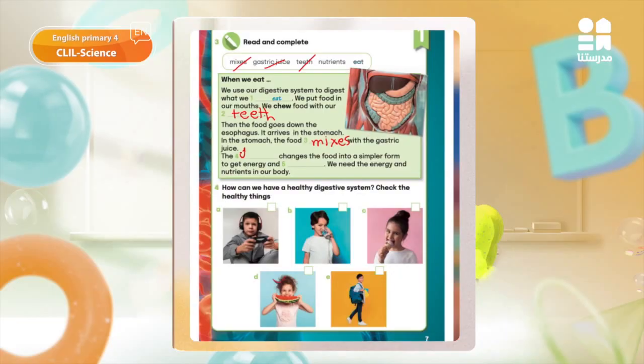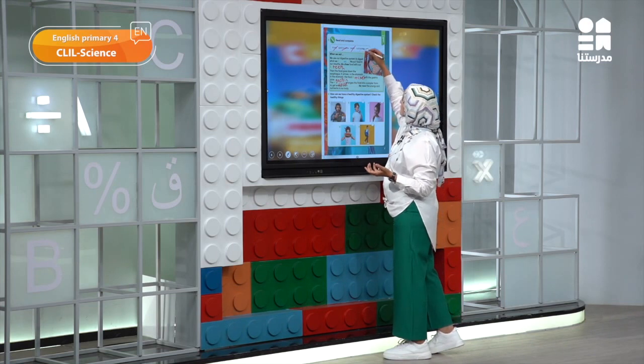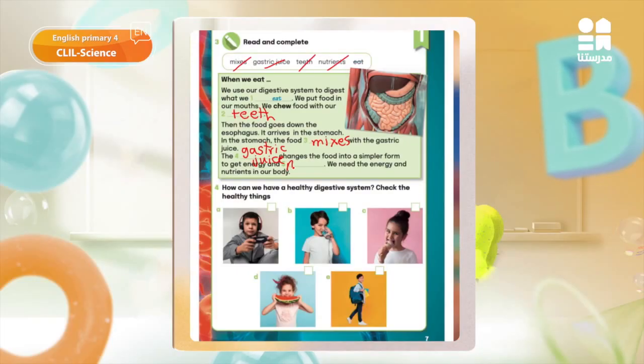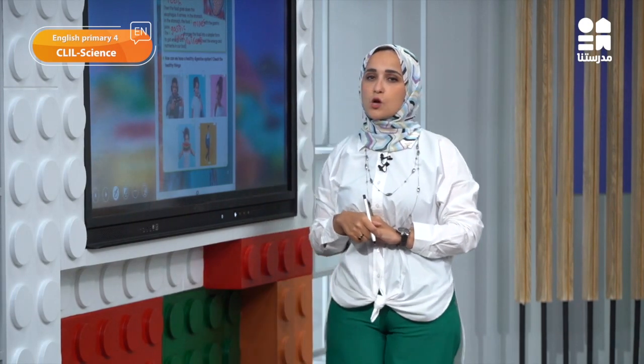Yes, great. The gastric juice changes the food into a simpler form, and that is to get energy and nutrients. Super, you are just fabulous students. Nutrients, and we need the energy and the nutrients in our body. Okay, great. Now look at the picture on exercise 4. Yes, next exercise. What can you see?